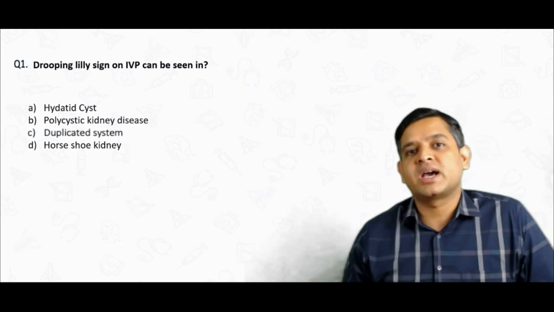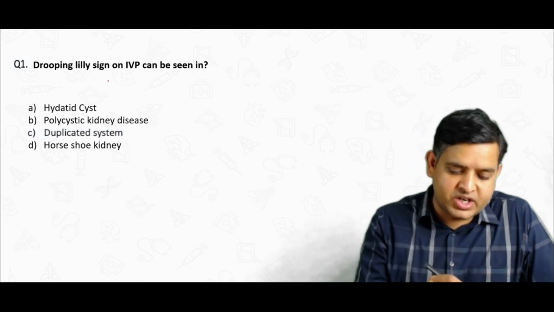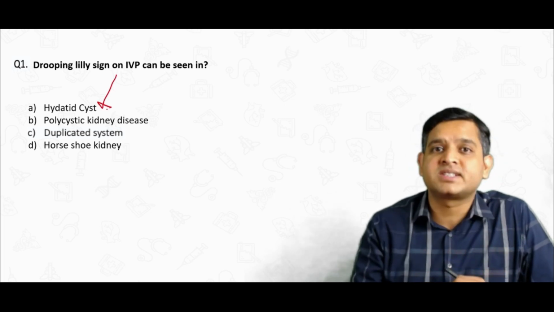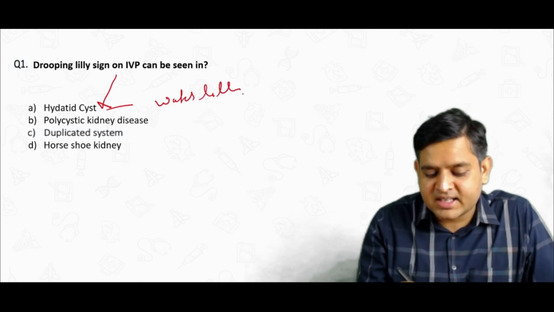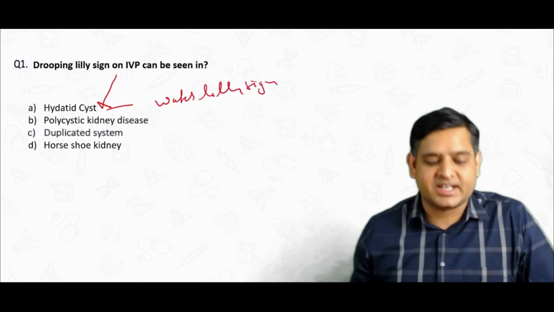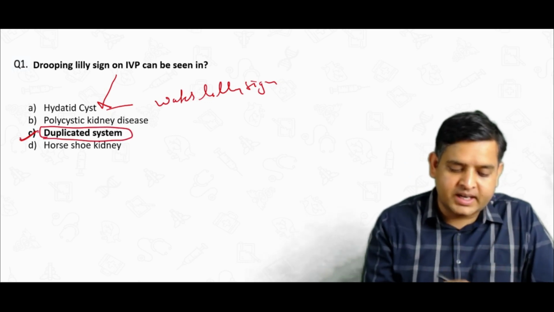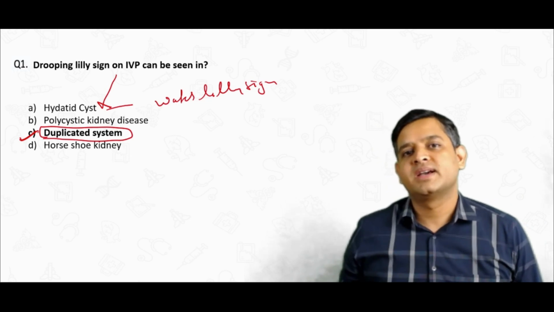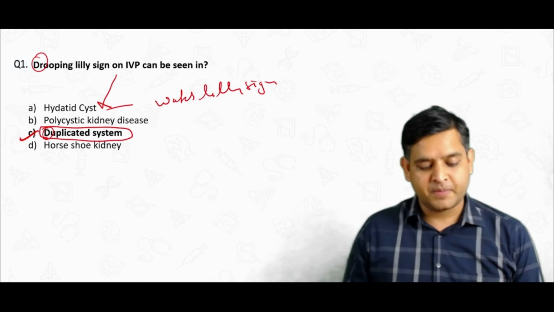Drooping lily sign on IVP can be seen in... So the only point that you have to pay attention to is that it is not a hydatid cyst. In a hydatid cyst, what we see is the water lily sign, which is seen on a chest X-ray, whereas a drooping lily sign is seen in a duplicated system. D for drooping, D for duplicated system.